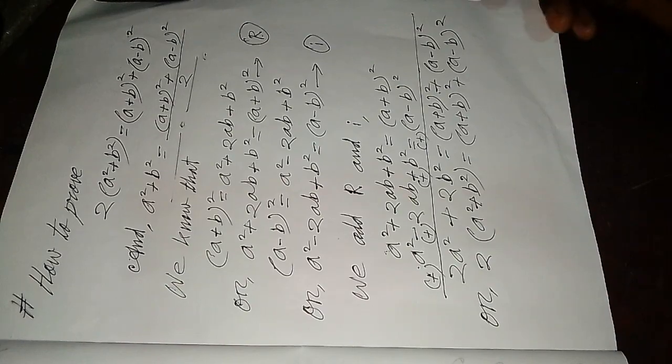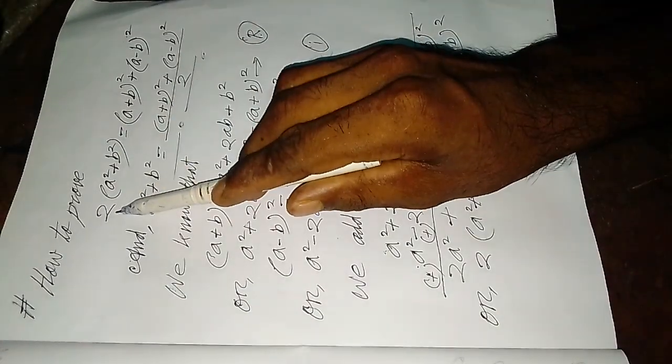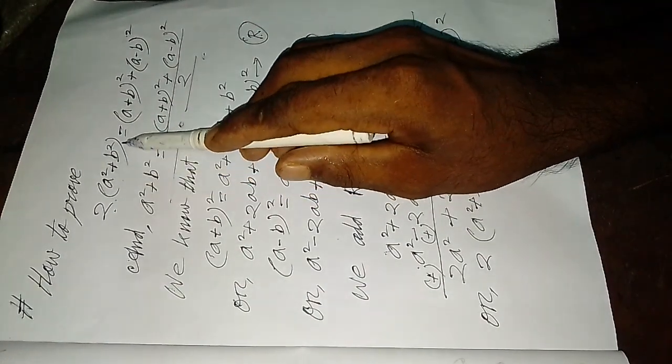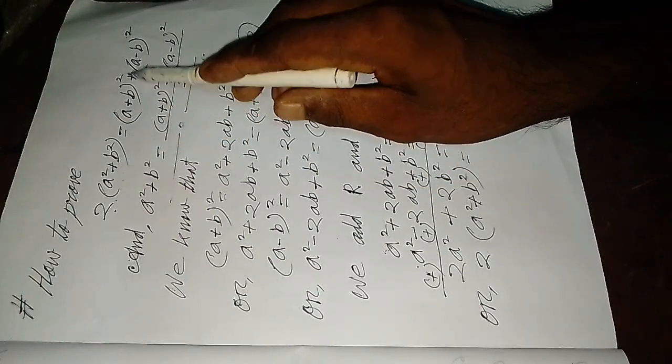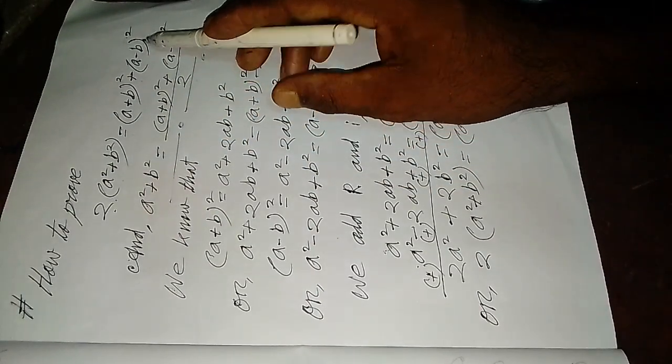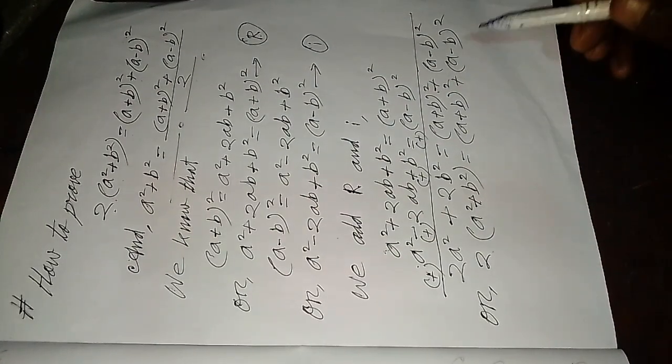We can see that 2(a² + b²) = (a + b)² + (a − b)². Let's prove it: 2(a² + b²) = (a + b)² + (a − b)².